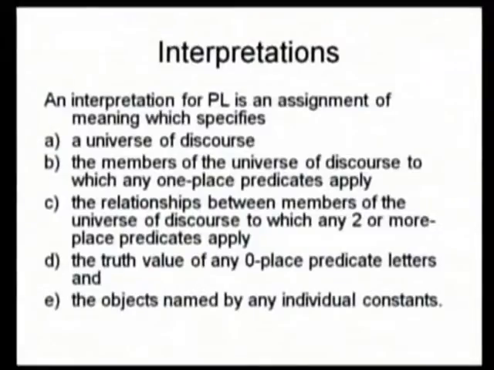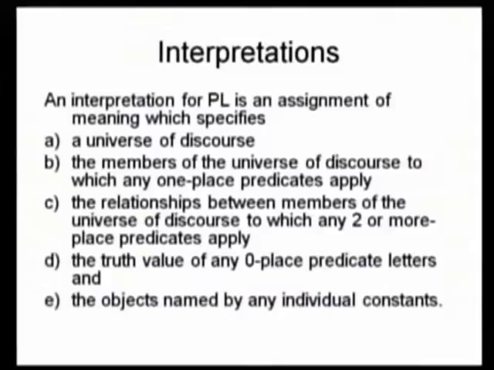Well, what you do is, instead of using truth tables in predicate logic, we talk about interpretations. We talk about various interpretations and what an interpretation is, and that's where I got ahead of myself here on the slide. An interpretation is an assignment of meaning which specifies the universe of discourse, and it specifies the members of the universe of discourse to which any one place predicates apply. In this case, it's all of them. Okay, so we don't have to be particular about that. And the relationships between members of the universe of discourse to which any 2 or more place predicates apply. We don't have any in this particular interpretation.